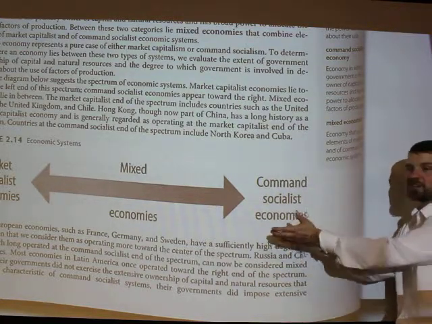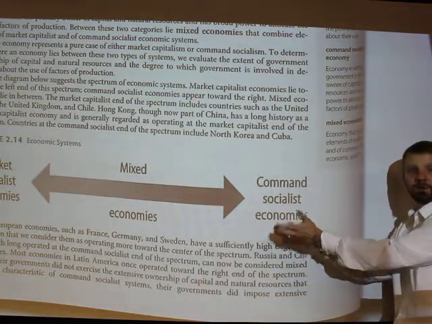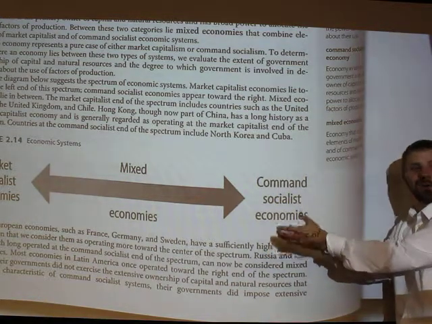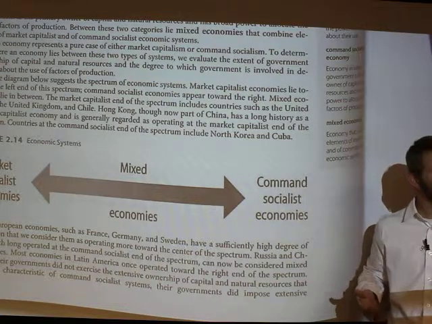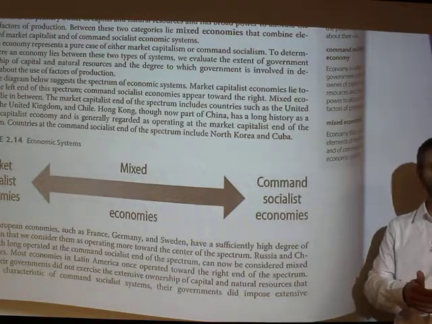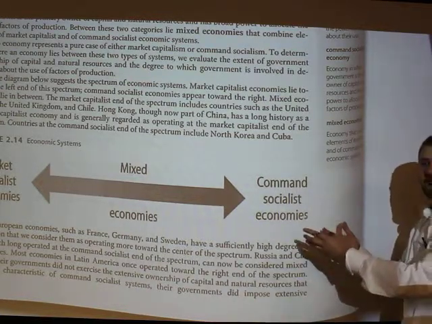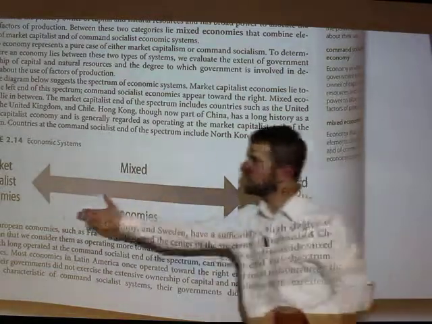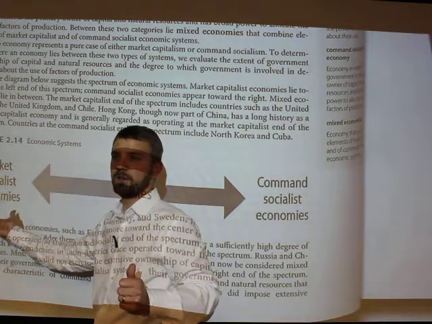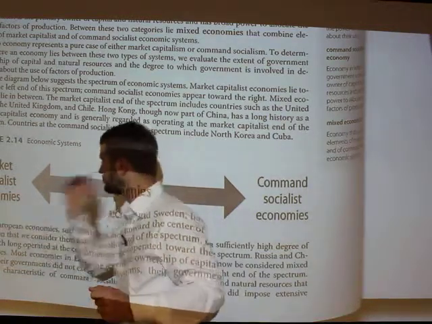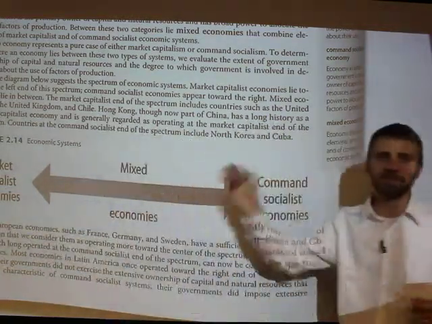In other words, here we have the government deciding what will be produced and how it will be produced and for whom. These are, by the way, the three fundamental questions from the first section of Chapter 1. They are relevant when comparing economic systems. Whereas here, in market capitalist economies, individuals decide what's going to be produced, how it will be produced, and for whom. So these are the two ends of the spectrum.